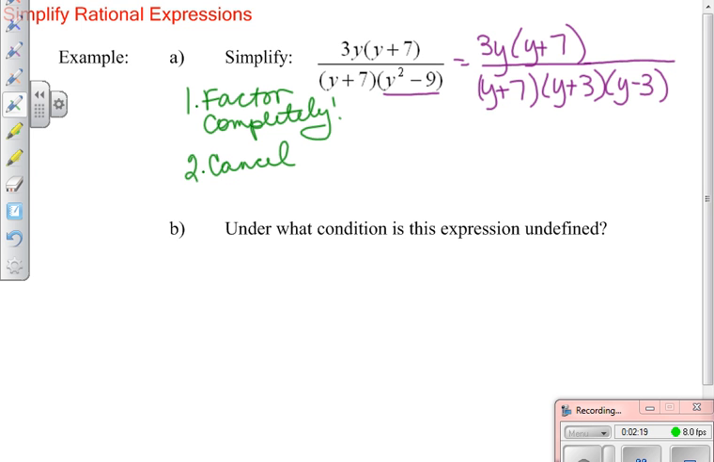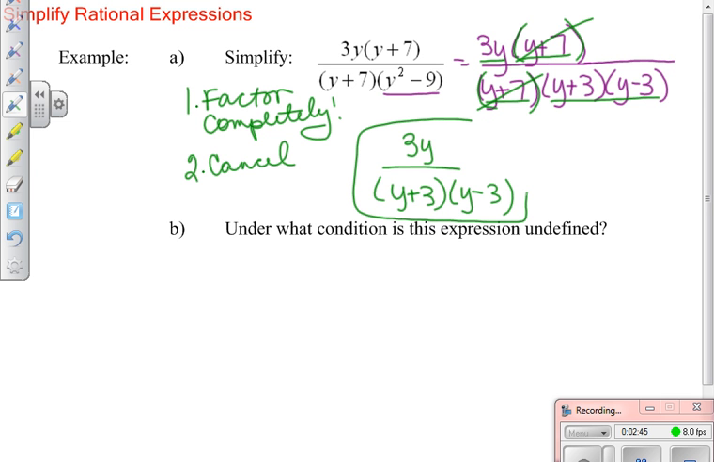So y plus 7 and y plus 7 are exactly the same. They are single numbers because of these parentheses, so I can divide those out. I cannot cancel that 3 or that y with either of the ones down here because those are not identical, and so I'm left with 3y over y plus 3 times y minus 3. And that is in lowest terms.